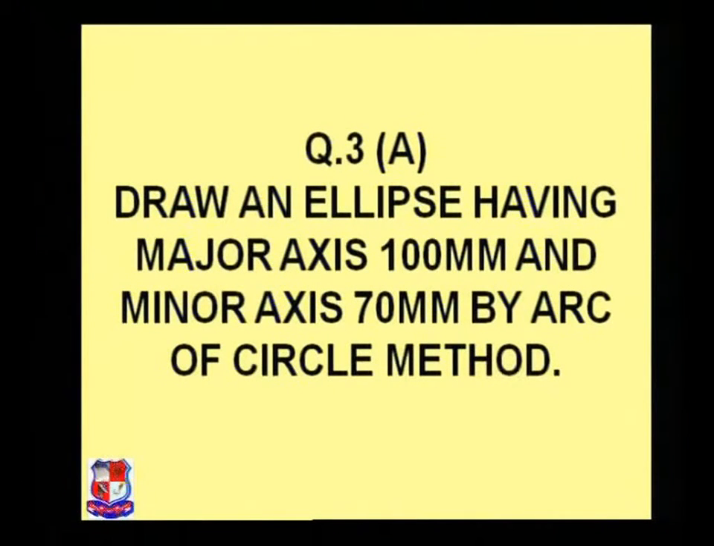Now we will have a look at our next problem. We need to draw an ellipse having major axis 100 mm and minor axis 70 mm. We need to draw this by the arc of circle method. Now, first of all, let's understand the terminology of the ellipse. How does an ellipse look?